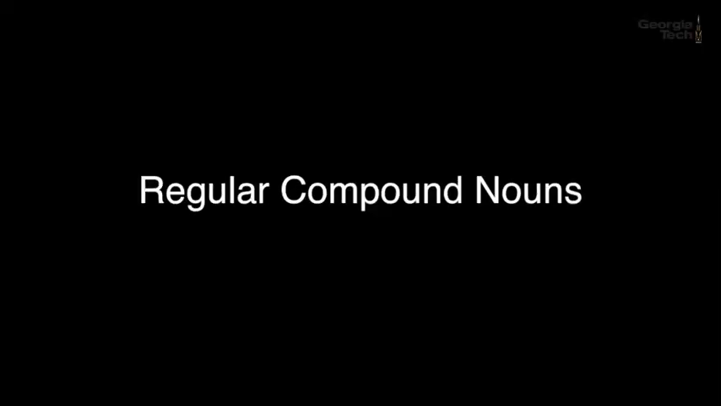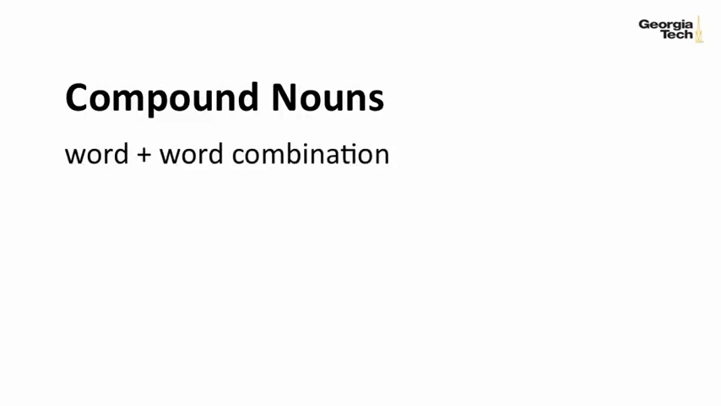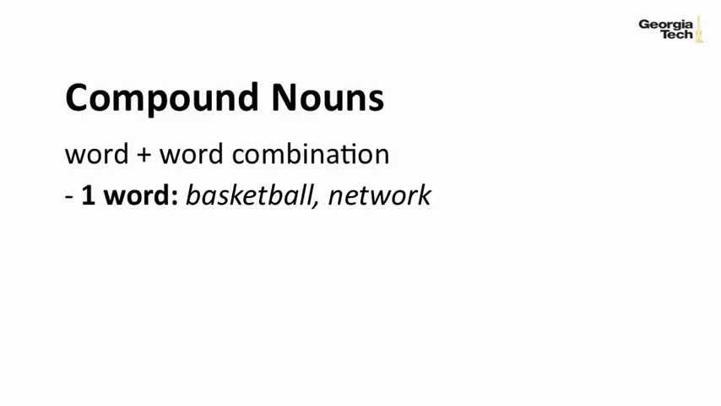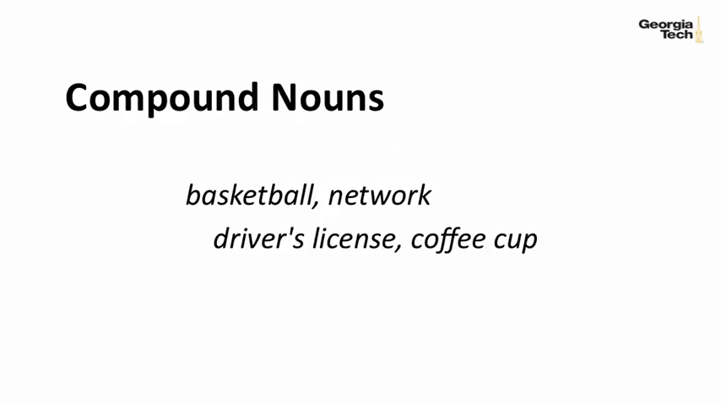First, regular compound nouns. A compound noun is a combination of two words. Some are just one word with two parts like basketball or network. Others are two or more separate words like driver's license or coffee cup. Listen while I say these compounds again. Basketball, coffee cup, driver's license, and network. Where did I put the stress? Yes, on the first word of each compound noun.